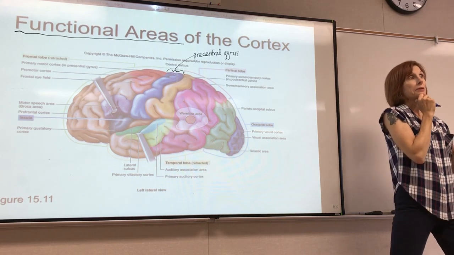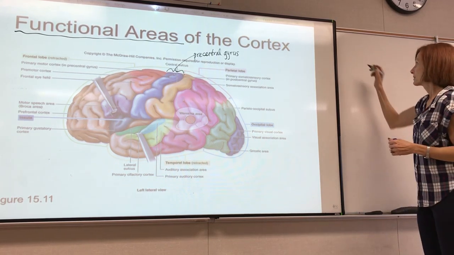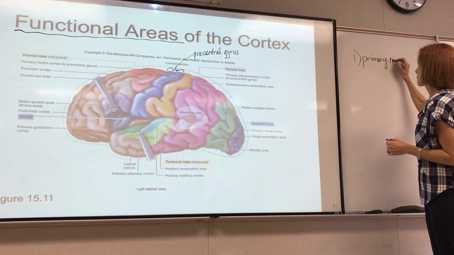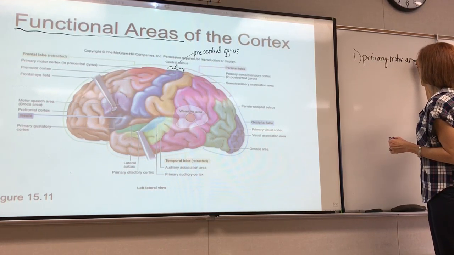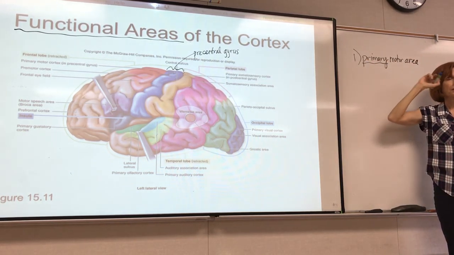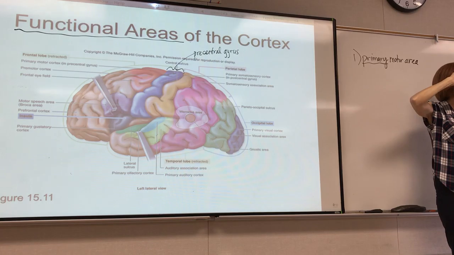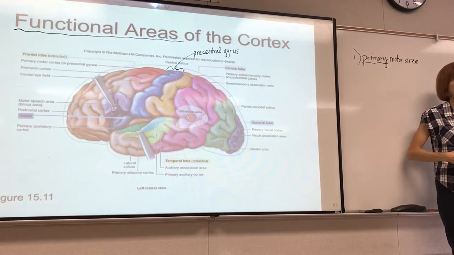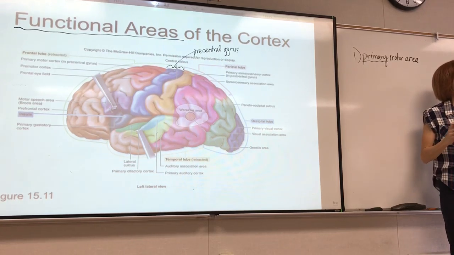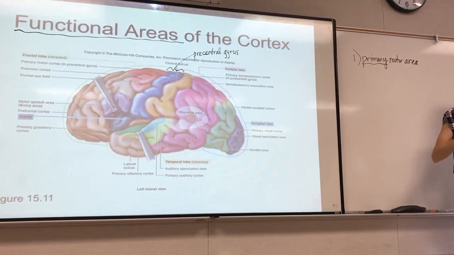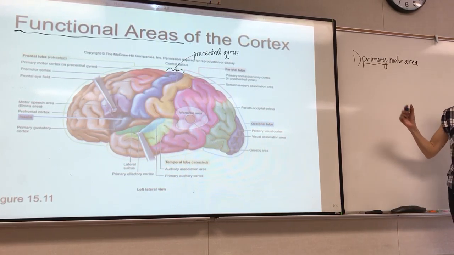But the name of the functional area there is primary motor area. When you think of these primary areas, you want to think of these as having more of a direct connection with the body. This is the area that sends action potentials that are going to go out to the muscles we use when we're moving. Okay, voluntary movement.